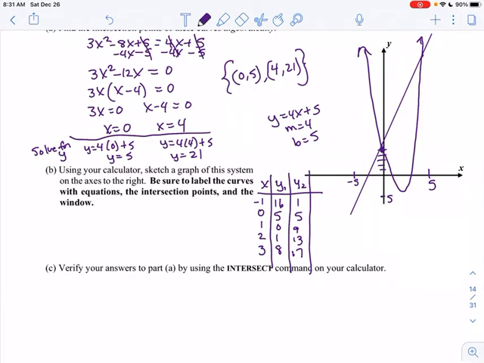All right, and then you can verify your answers. If both of those equations are in your calculator, you can hit that intersect command on your calculator and you can see what your solutions are.